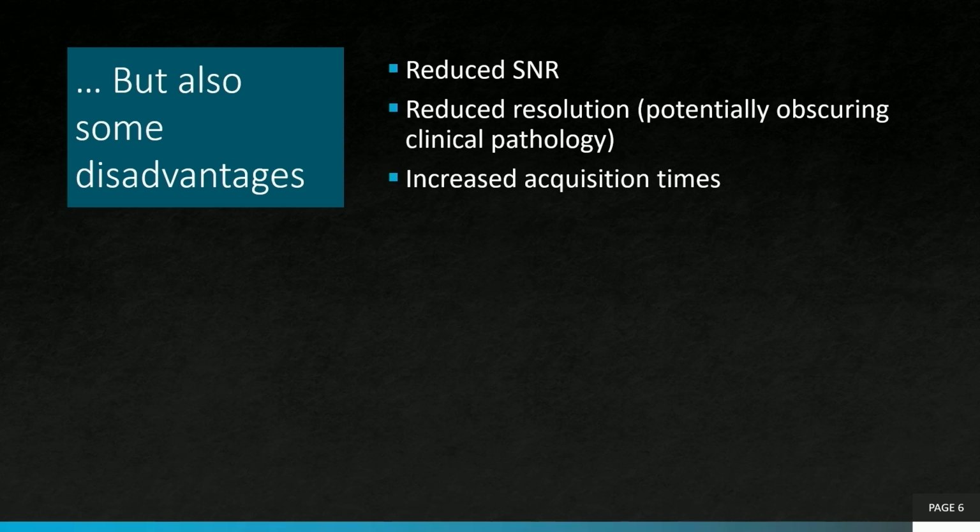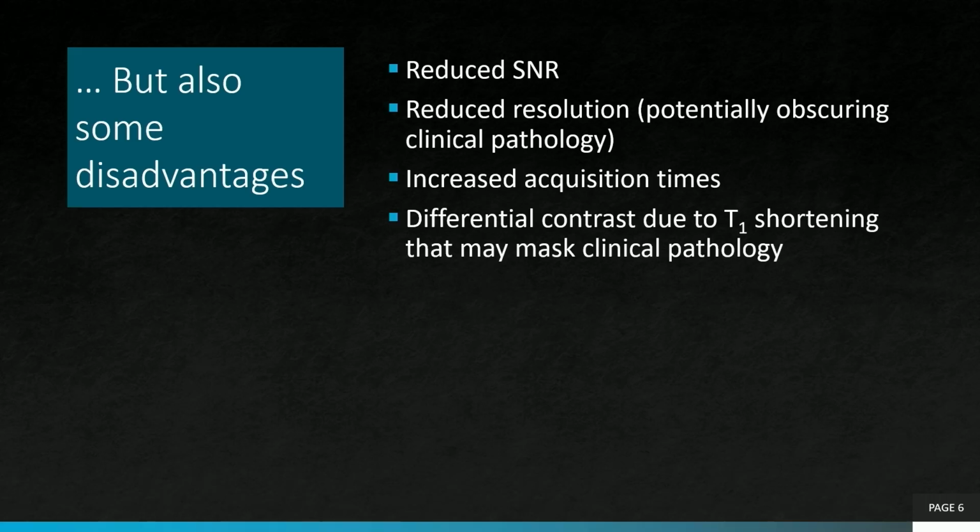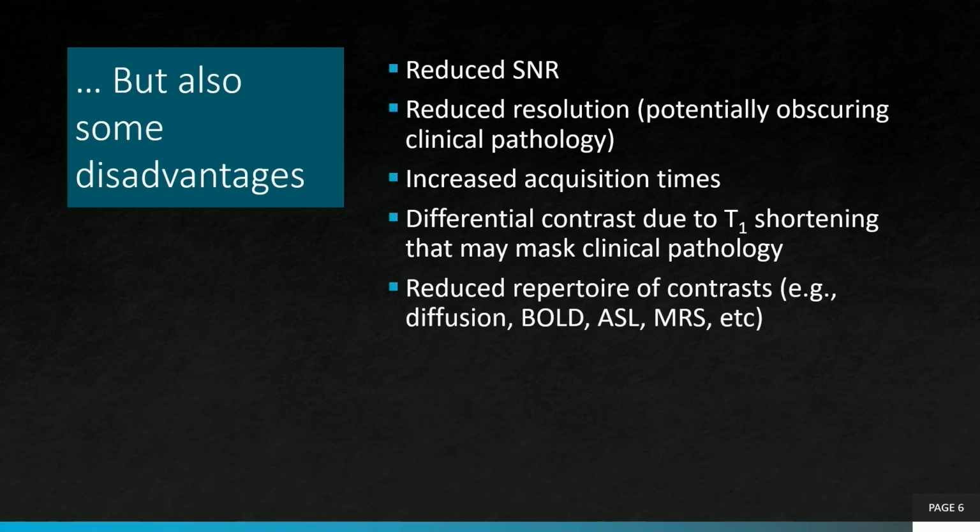Then there's the issue of increased acquisition time. It takes longer to acquire your scans on an ultra-low field MRI scanner. There's also the differential contrast, which is due to the T1 shortening, and again, that may mask the clinical pathology. And then last but not least, there's this reduced repertoire of different scanning sequences. So of course, there's no possibility yet for doing fMRI, ASL, MRS, and so on.